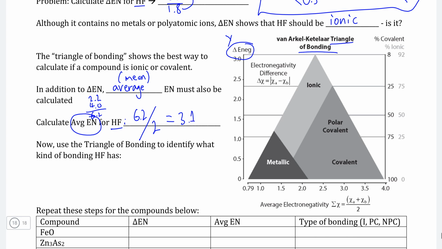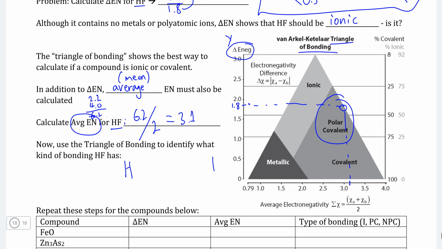Because this triangle of bonding exists on a graph, we can plot the difference in electronegativity as being 1.8 approximately here. We're just ballparking, but you can get the general idea. Then the average electronegativity of 3.1 is going to fall right about here, closer to 3.0 than 3.5. If we find the intersection point of these two numbers, we can see that this falls clearly in the part of the triangle of bonding that labels this as a polar covalent bond.